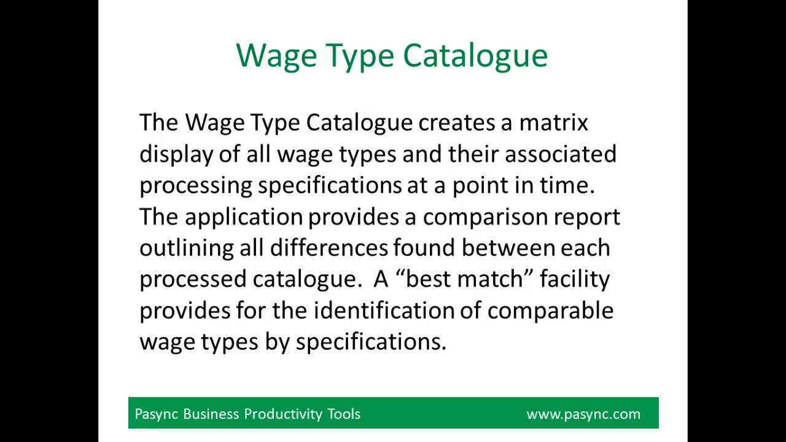The Wage Type Catalogue creates a matrix display of all wage types and their associated processing specifications at a point in time. The application provides a comparison report outlining all differences found between each processed catalogue, and a best match facility provides for the identification of comparable wage types by specifications.